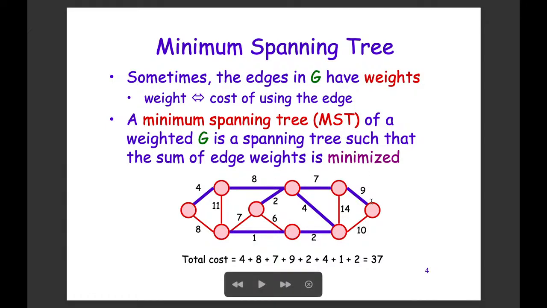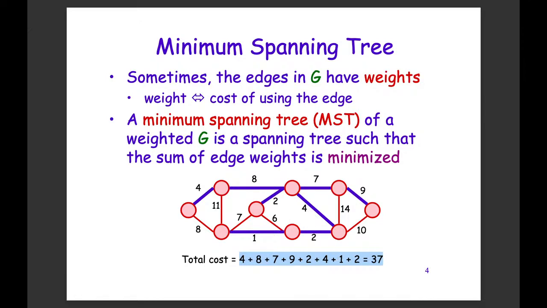Suppose that we want to connect everything together so that electricity can be transmitted from any place to any place. Somehow, we want to find all the edges that we need to connect them together, but with the total weight minimized. For this particular example, we have a spanning tree such that the total cost is equal to 37. We have 4, 8, 7, 9, and then 2, 4, and then 1, 2. So it adds up to 37.